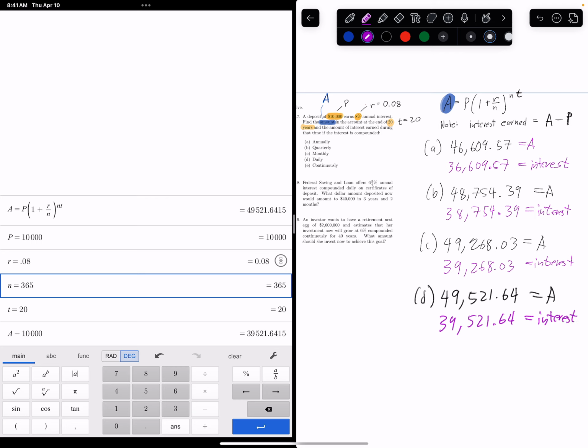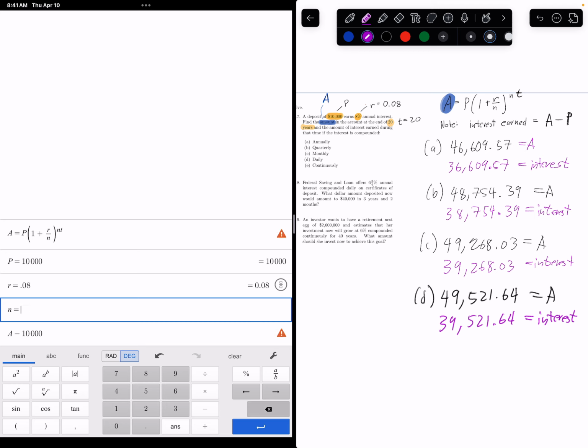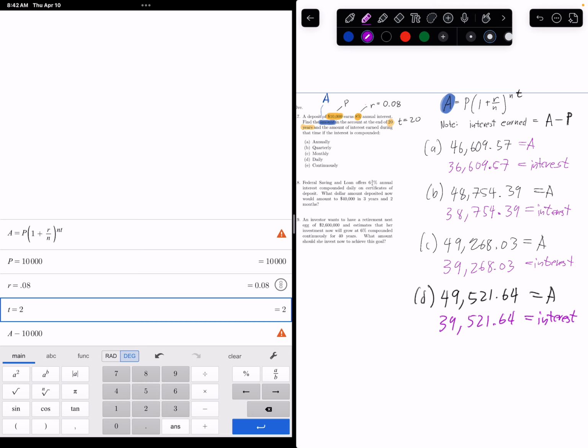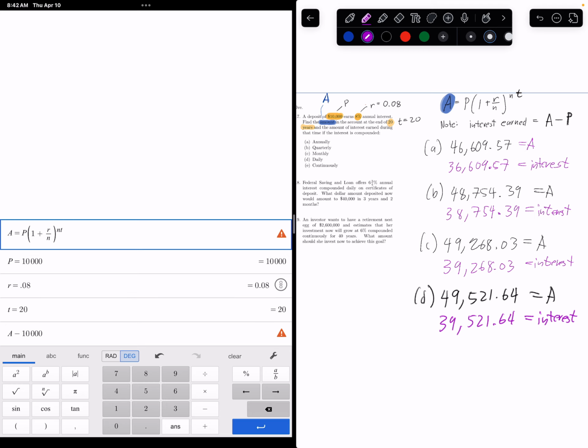Okay, and then moving on to the next one, continuously now. Okay, so for continuously, now we have a totally different formula. I'm going to actually delete all this stuff. Oh no, I shouldn't have deleted everything. I still need the time. I don't need the N actually. N is the only thing I don't need. Okay, we're not going to use this formula anymore. We're going to use P E to the RT.